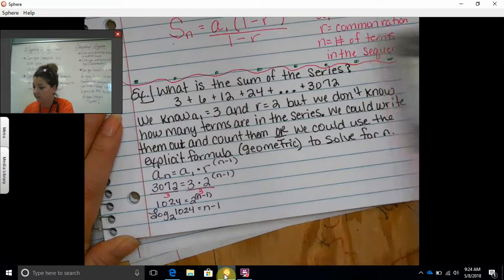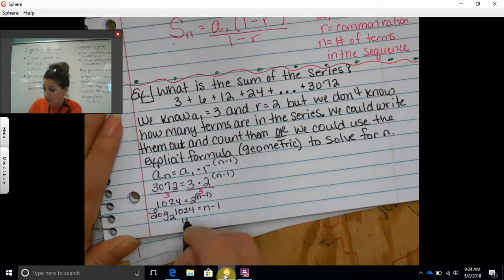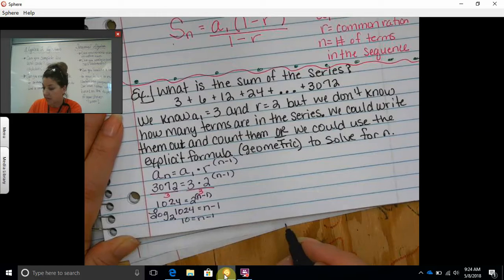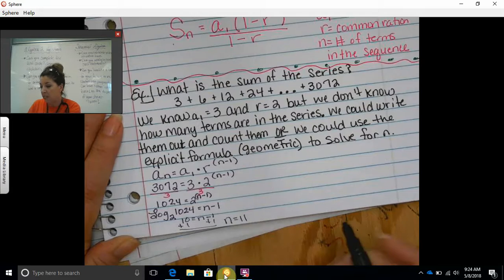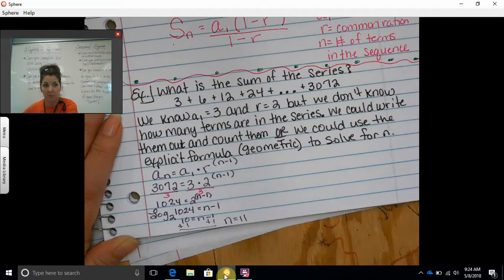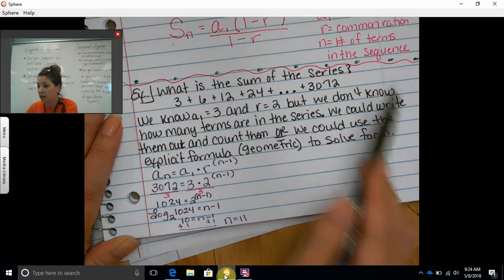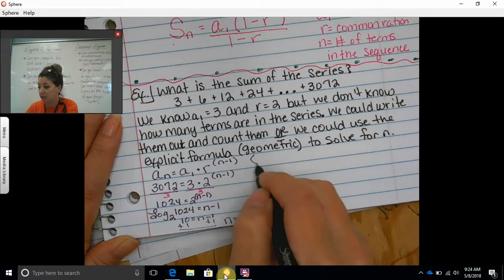And I get 10. So 10 equals n minus 1. Of course, I have to add 1 to both sides, and n equals 11. So that tells me that 3,072 is the 11th term in the series. So there are 11 terms in the series, okay? I have to know that before I can use the geometric series formula.